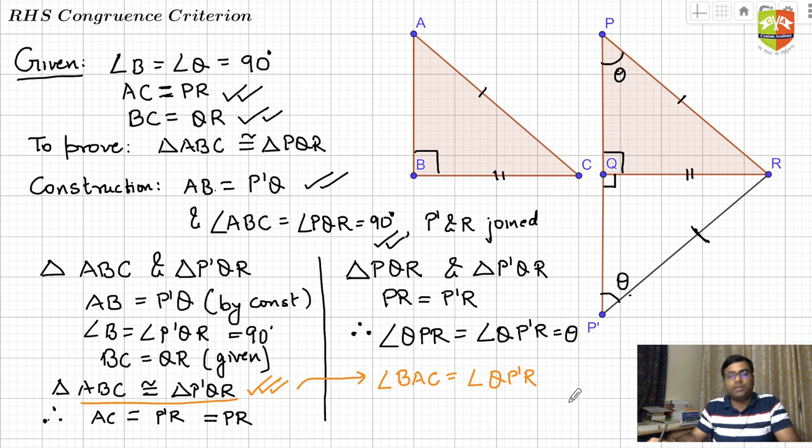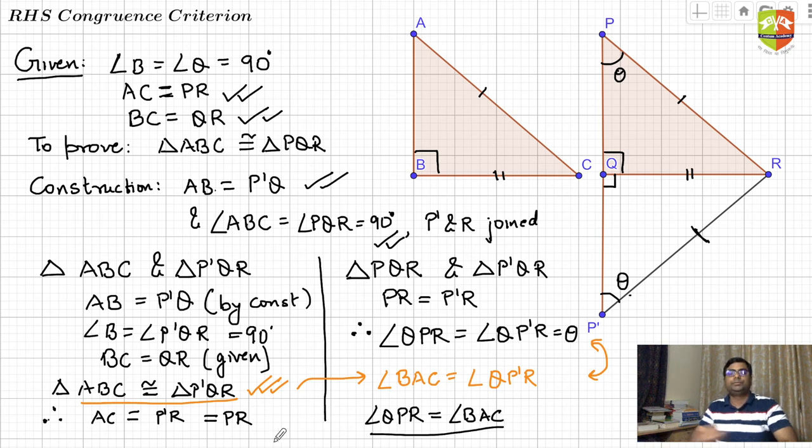Right? And now compare these two statements, folks. What do I get? QPR is QP'R, BAC is QP'R, that means I can prove that QPR is equal to BAC. And that is what I was looking for. Understood? So QPR is BAC, so hence I can write BAC, let's say this is also theta. So QPR and BAC both are equal. The moment I get this, I am done.